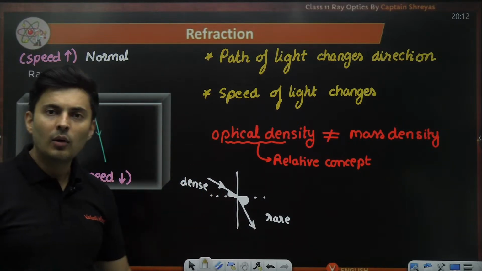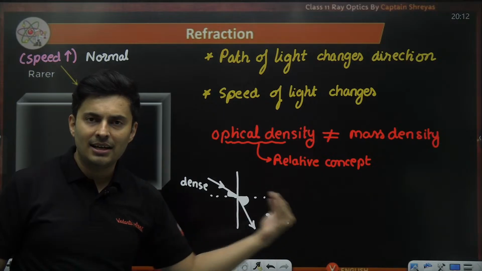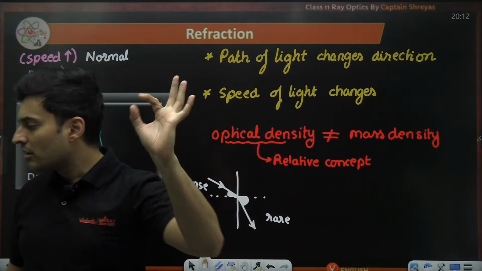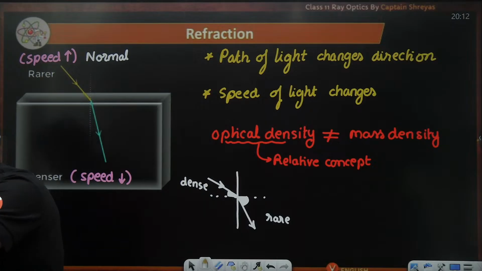Is that clear? How to identify whether something is rare, dense, bending away, bending towards, speed comparisons, etc. regarding refraction. Perfect. I hope this is absolutely clear.